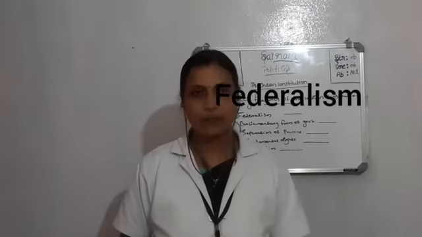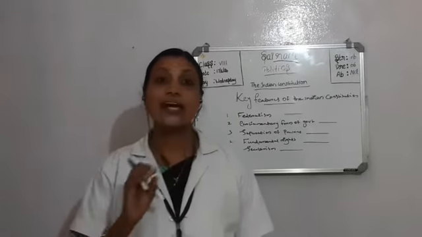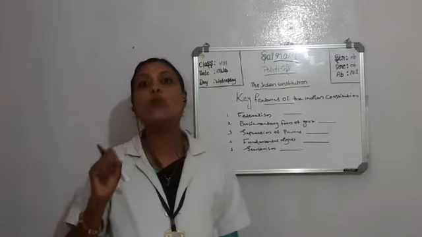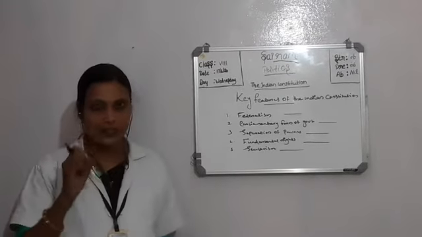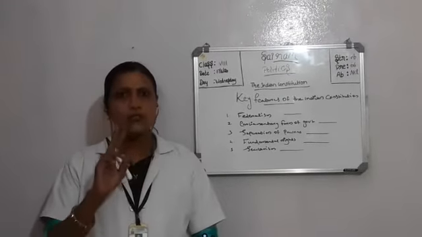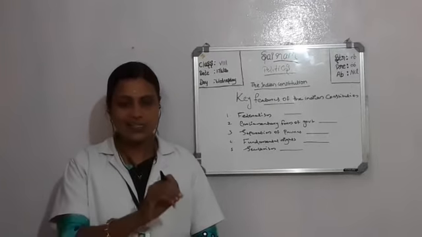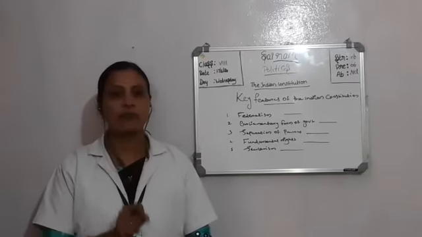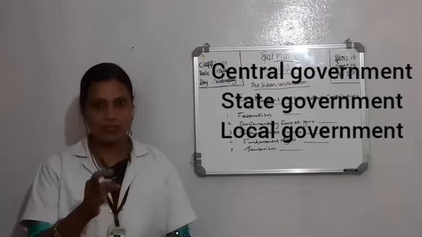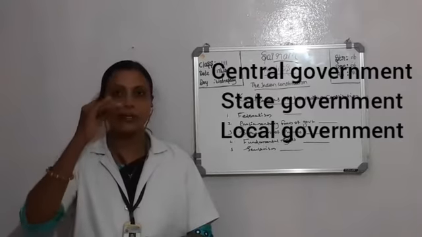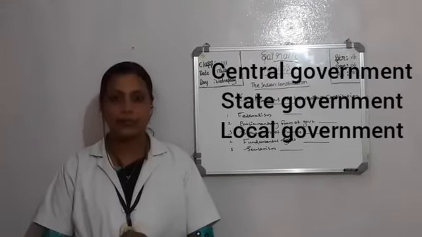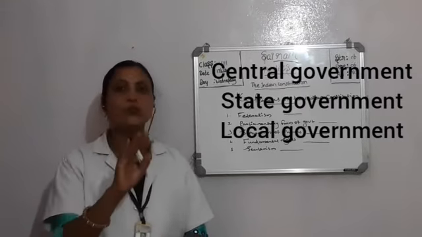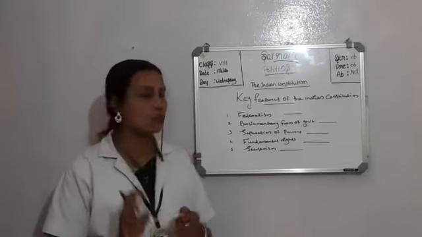What do you mean by federalism? Federalism means the existence of two or more levels of government in a country. What are the levels of government? The levels of government are central government, state government, and local government. So federalism is one of the important features of the Indian Constitution.